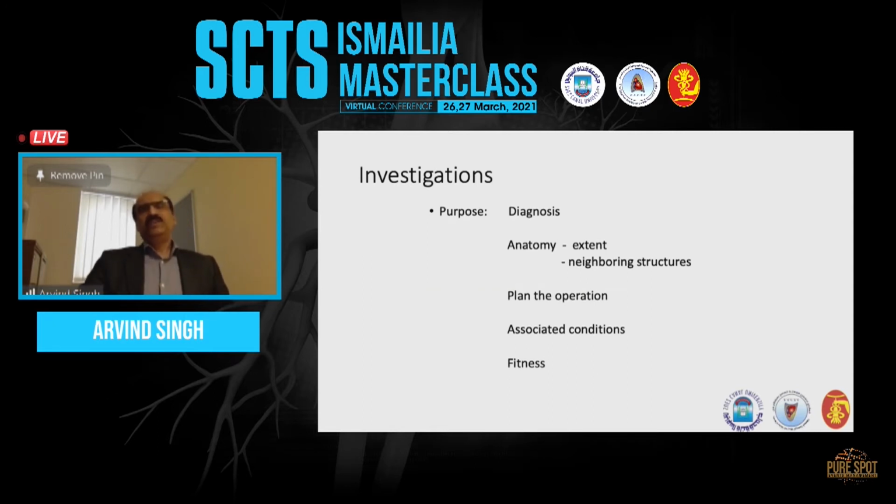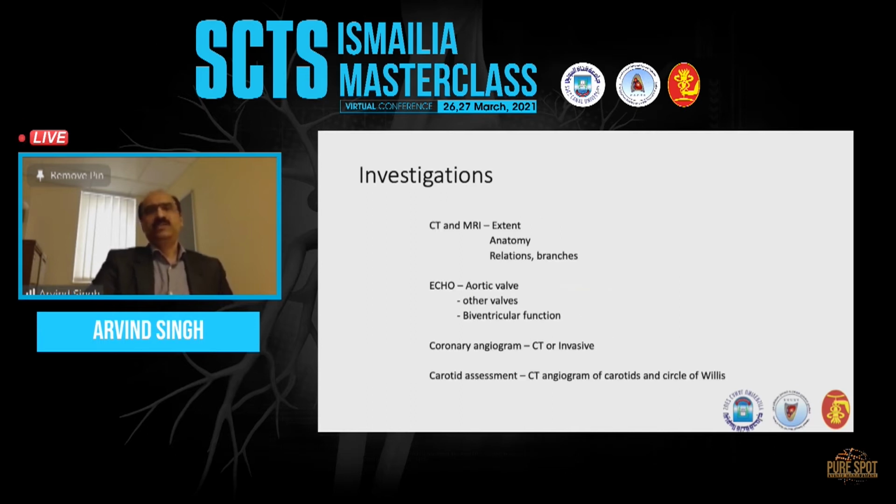So the purpose of the investigations is going to be to make a diagnosis, to understand the anatomy, to understand what the aneurysm or aortic pathology is doing to the neighboring structures, essentially plan the operation, and then look for and investigate the associated conditions. From our point of view, primarily look at the heart, and of course, the rest of the investigations for fitness. So these are the usual sets of investigations which all of us are quite aware of.